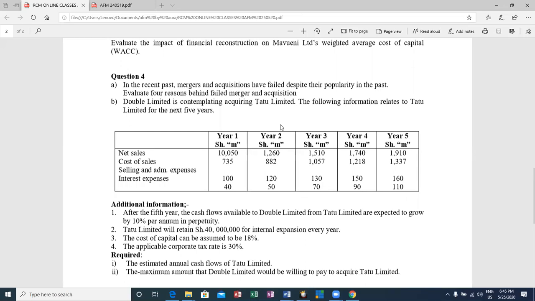So Double Limited is contemplating acquiring Tattoo Limited. The following information relates to Tattoo Limited for the next 5 years. So they have given us year 1, year 2, year 3, year 4, up to year 5. They have given us net sales, cost of sales, selling and administration expenses, and interest expenses.